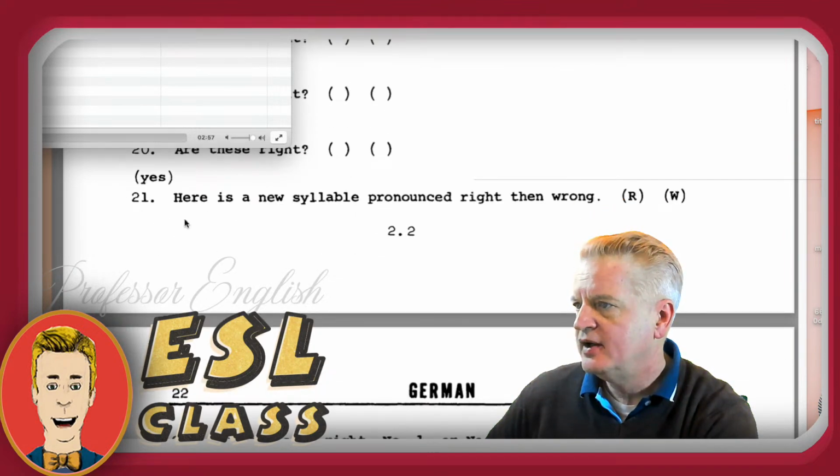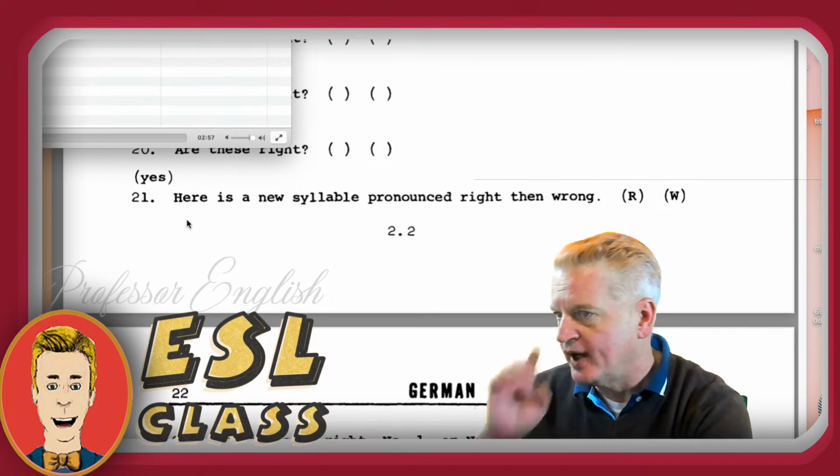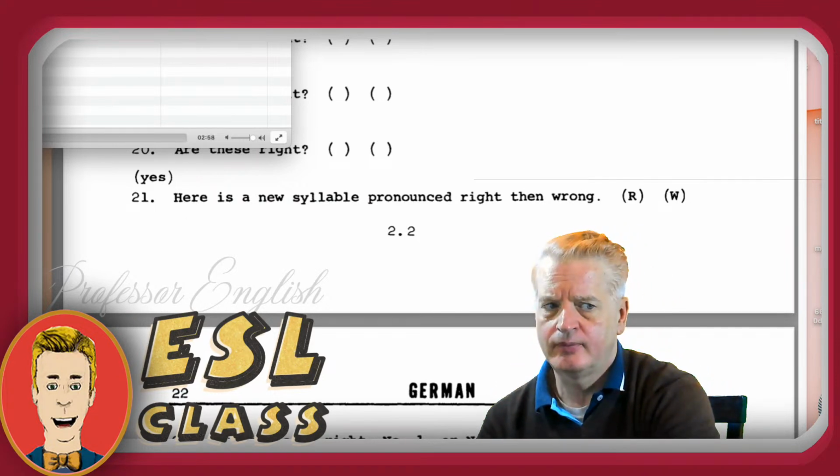21. Here is a new syllable, pronounced right and then wrong. Gate, gate.